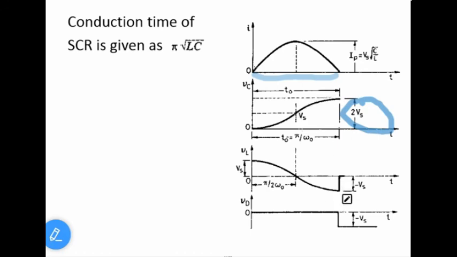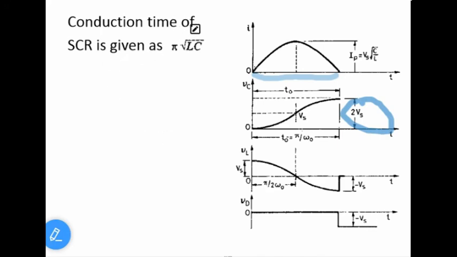Now at this point of time, when current is 0, the SCR voltage becomes negative, meaning a reverse voltage is applied across the SCR. The SCR will be turned off.